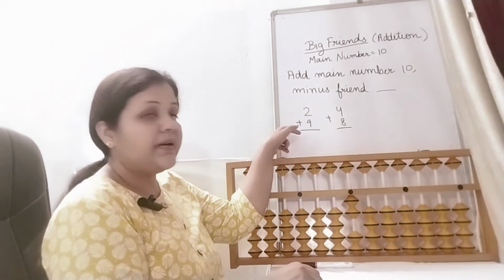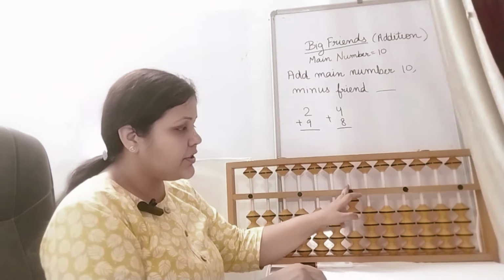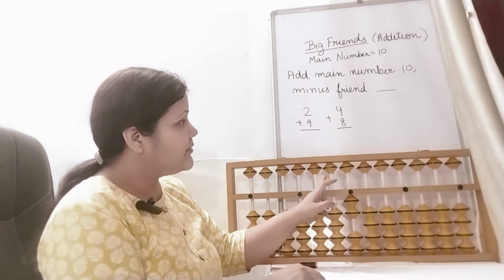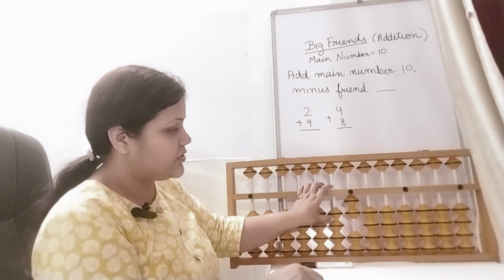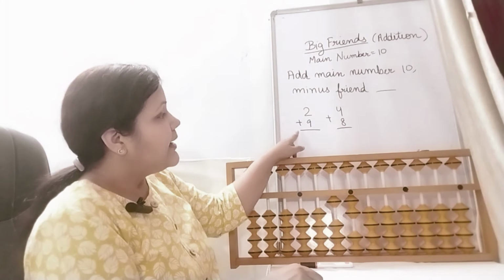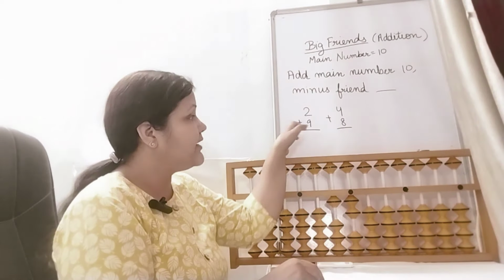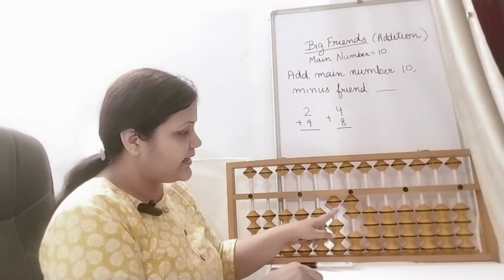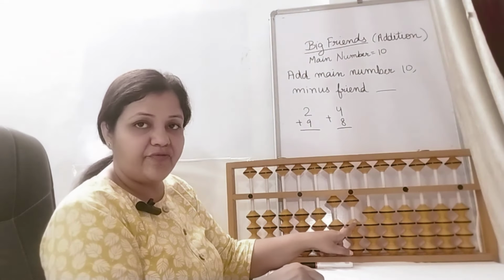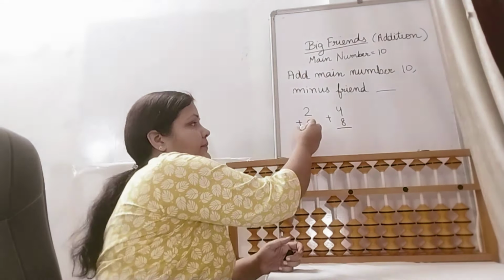2 plus 9. Now I don't have 9 beads to add directly. I cannot use small friend here, so I'll use the big friend. Big friend means add main number 10 minus friend. Friend of which number? Friend of 9. Friend of 9 is 1. So I have added main number 10 minus friend, which is 1. So our answer becomes 11.